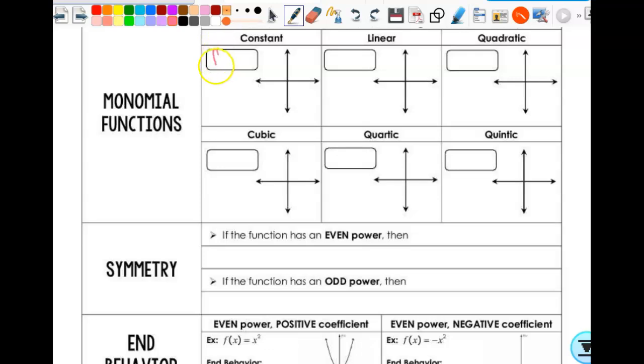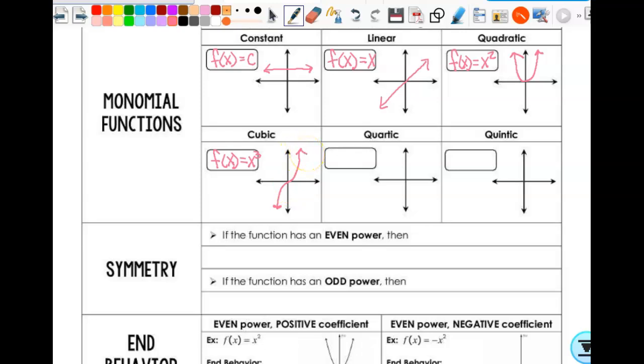So my constant would just be f of x equals c. C being a constant, so that's like y equals 3, something like that. And it would just look like this. It's just the horizontal line. Okay. Then we have linear, f of x equals x, and we definitely should know what that one looks like. Quadratic, f of x equals x squared. Definitely know what that one looks like. Cubic, f of x equals x cubed. You should not even hesitate thinking about what these look like and drawing a quick little sketch of them.